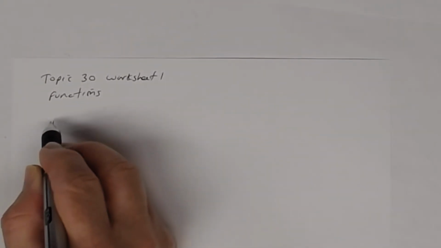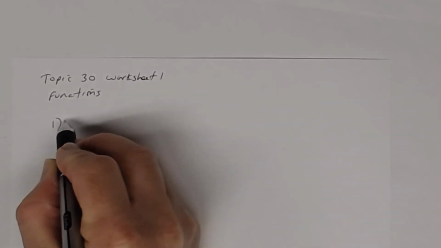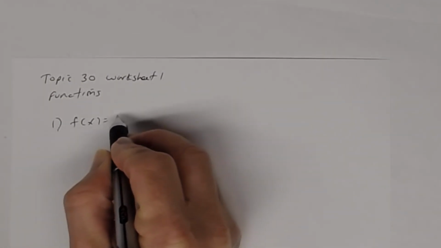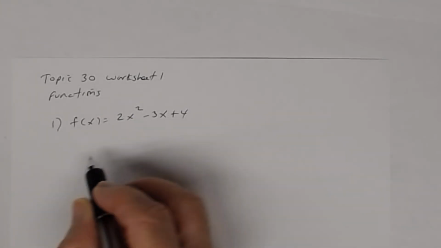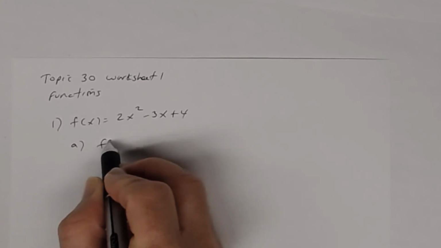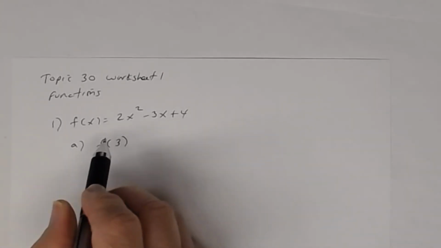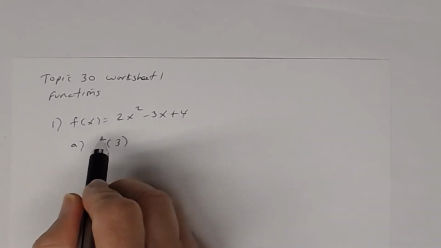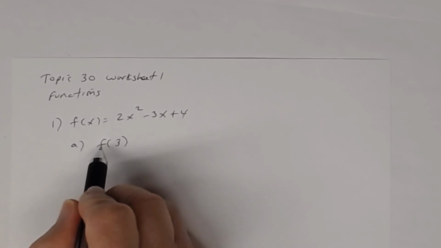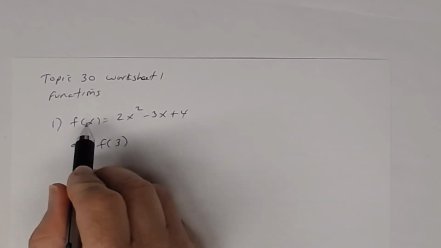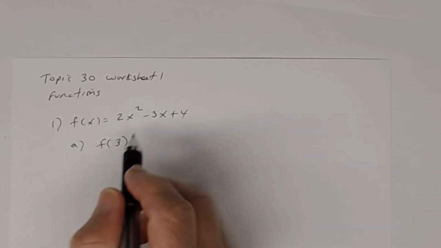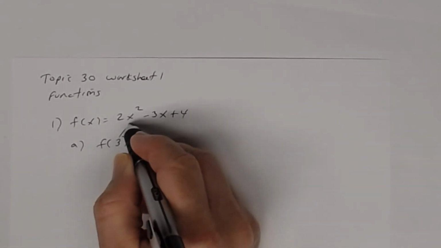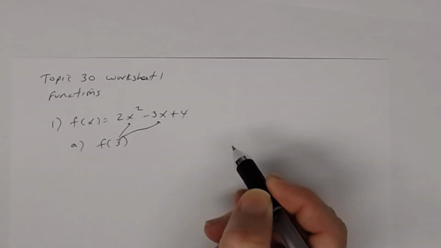So number one, we have this function, f of x equals 2x squared minus 3x plus 4. And in part A, you want to find f of 3. So remember, to find f of 3, you're going to go to your function f, which is this one right here, and wherever you see the variable x, you're going to substitute 3. So I see a variable x here, and I see a variable x there.